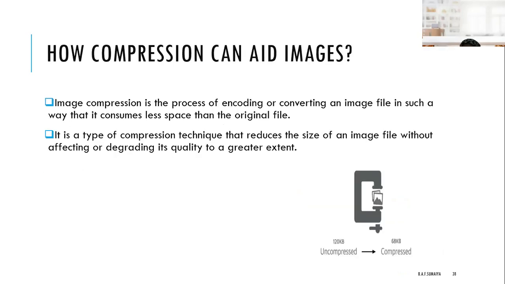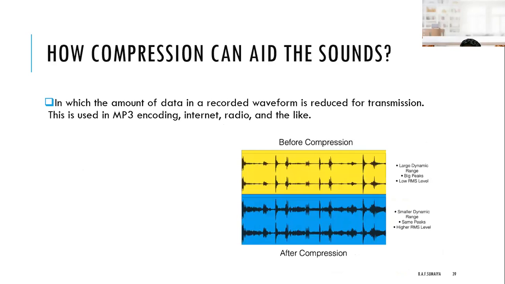How compression can aid images. Image compression is the process of encoding or converting an image file in such a way that it consumes less space than the original file. It is a type of compression technique that reduces the size of an image file without affecting or degrading its quality to a greater extent.